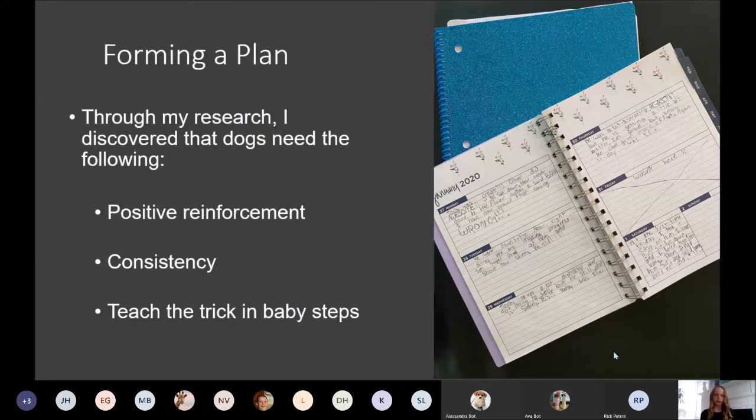So the rough training plan was positive reinforcement. Oliver loves his doggy treats. I cut them smaller, otherwise he wouldn't be so skinny right now. Consistency. I got a notebook and a calendar to mark our progress and training schedule. We tried to train every day, but sometimes things would block our path. Baby steps. I divided the trick into small steps.